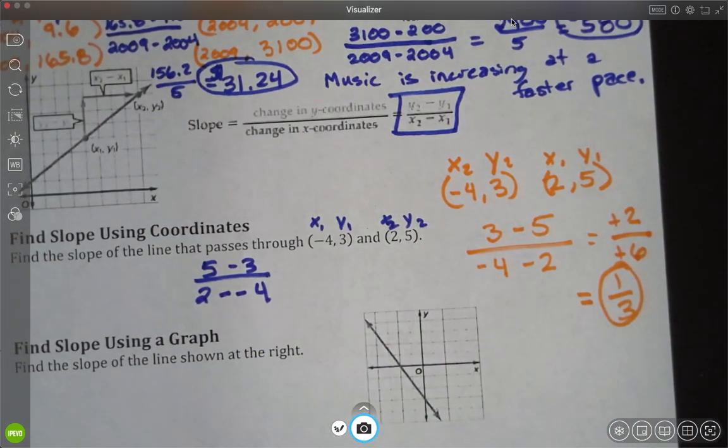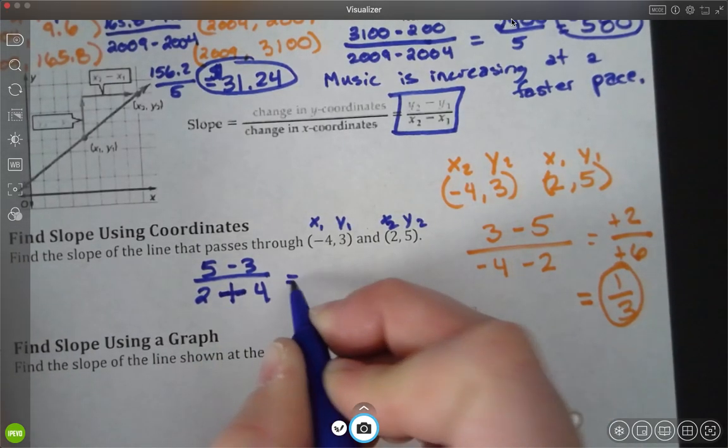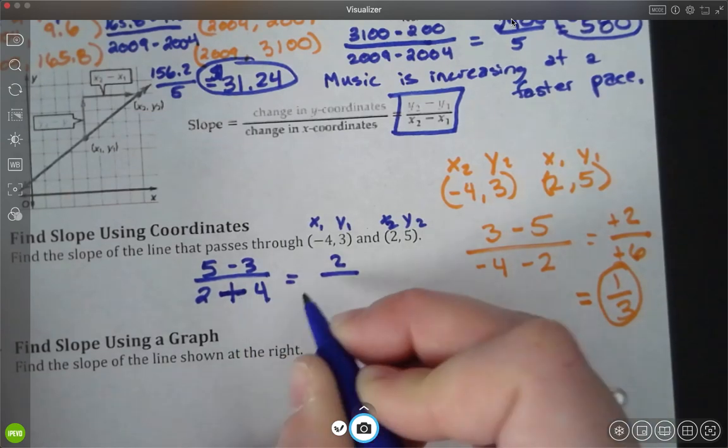What happens when you minus a negative 4? Negative, negative becomes plus. That's what you did wrong. Okay. 5 minus 3 is 2. 2 plus 4 is 6.